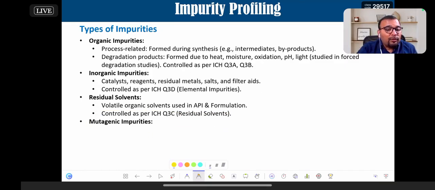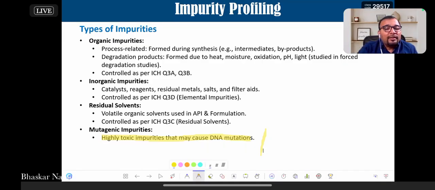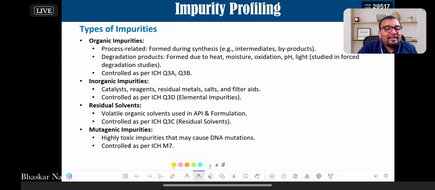Now, this is a very important point, mutagenic impurities. Mutagenic impurities can't be controlled as per ICH Q3A or Q3B, and they are highly toxic impurities that may cause DNA mutation or are cancerous in nature. Right? So, they must be controlled as per ICH guideline M7.